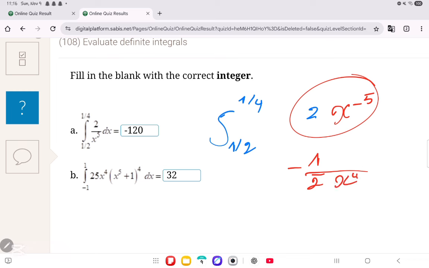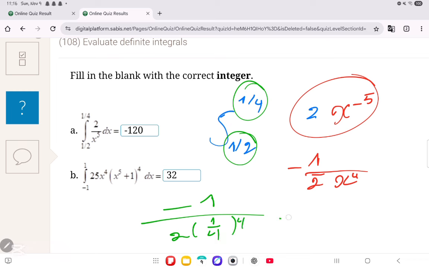One time we substitute 1 over 4, another time we substitute 1 over 2 and we subtract. So it will be minus 1 over 2 times 1 over 4. Oh no, sorry, this should be in the denominator. Minus 1 over 2 times 1 over 4 to the power of 4 minus, again, minus 1 over 2 times 1 over 2 to the power of 4. So you put this on the calculator and you should get your answer to be minus 120.